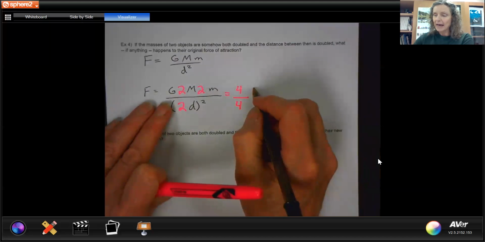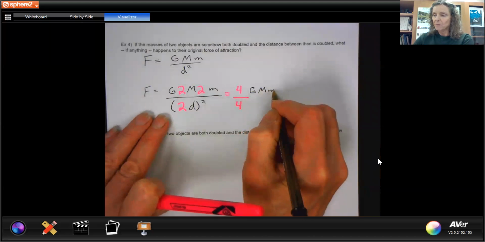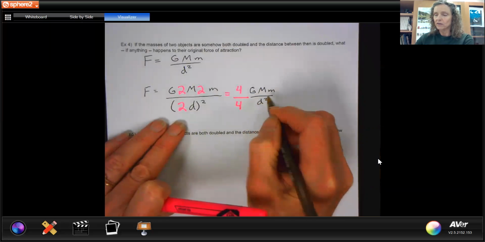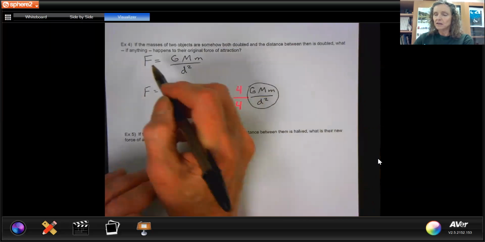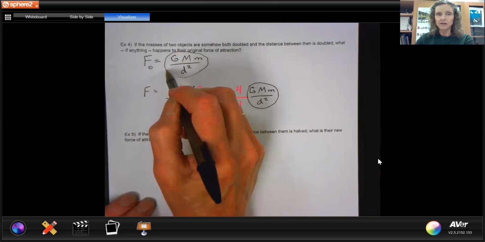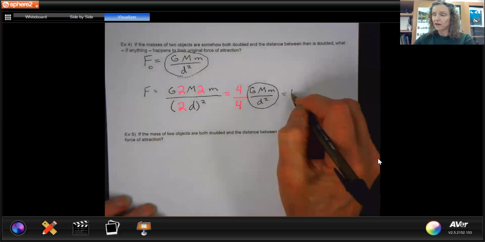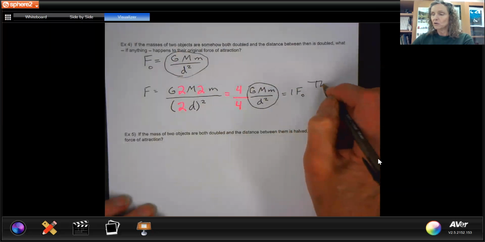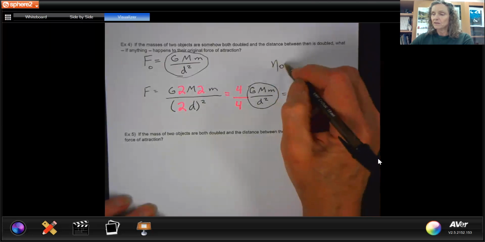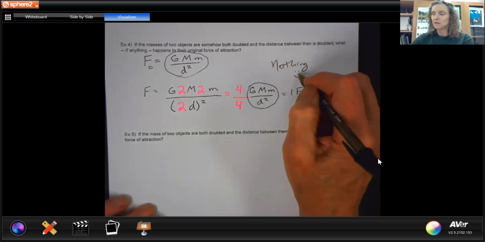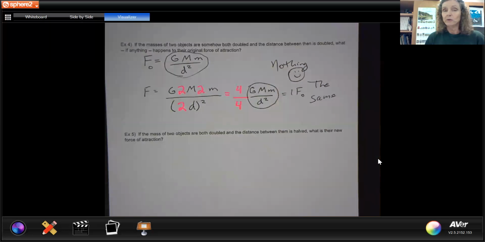I still have the big G, big M, little m. I still have the D squared. So you can see this is the original force of attraction right there. These two things are equal, right? So what I have when I do 4 divided by 4 is just 1. I have 1 times the original force of attraction. So therefore, nothing happens. They are the same. All right? So what we learned there? Well, basically distance counts more than mass does, right? Gravitational force varies with the square of the distance and varies inversely.